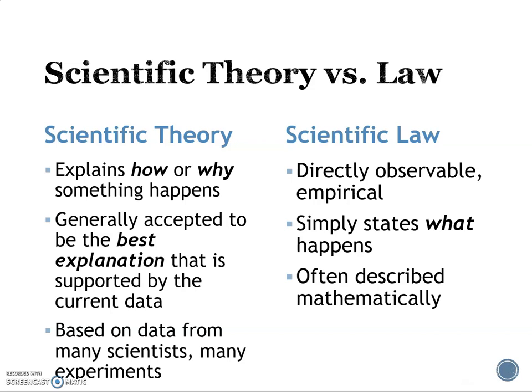A good example of a law might be the law of gravity. We can observe what happens between two objects when they come into close proximity to each other. We can actually describe that mathematically. So that makes the law of gravity a law rather than a theory. We're not using it to explain how or why the objects interact, just the way that they do that is directly observable and quantifiable mathematically.